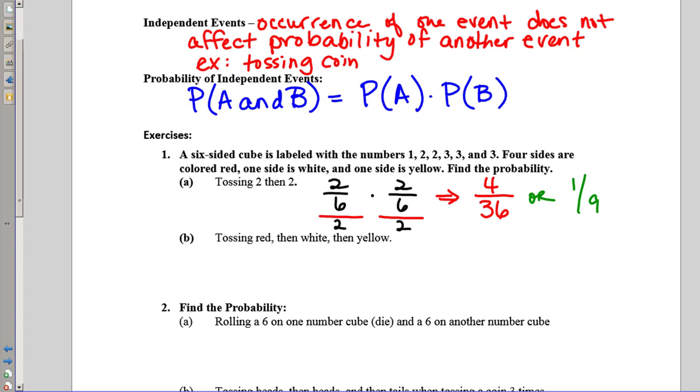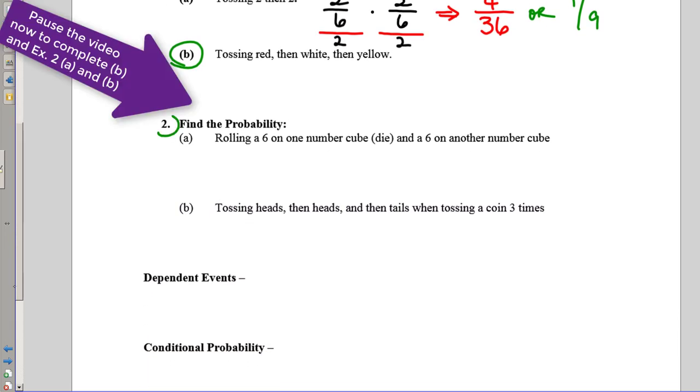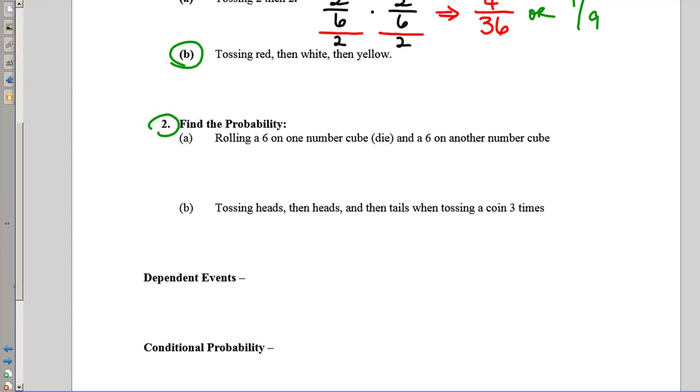Okay, so I'm going to ask you to either pause the video now or come back and work on part B, and then also number 2, again, independent events. Okay. Next, we're going to review or talk about dependent events.